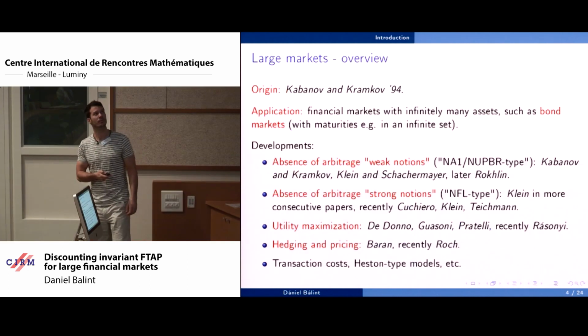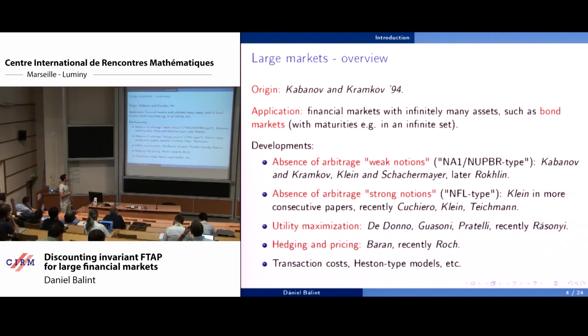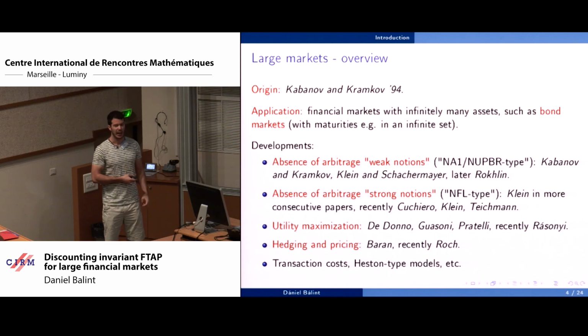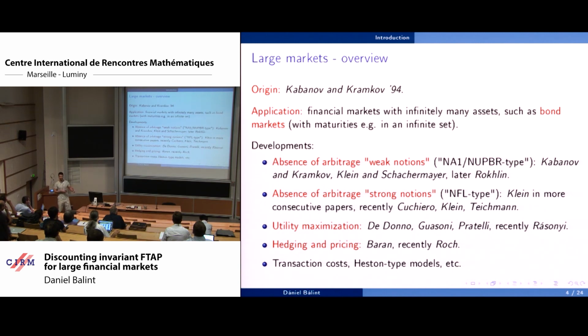Okay, so some overview of developments in large financial markets. The origin of this whole framework is due to Kabanov and Kramkov, 1994. They developed some absence of arbitrage theory, which they made more precise in 1998. And probably the most classical application of this framework is to model bond markets. In fact, if we consider bond markets with maturities in some infinite set, then we of course get infinitely many assets, which wouldn't fit in a classical framework with finitely many assets. So then we, for example, can take large markets and consider asymptotics.